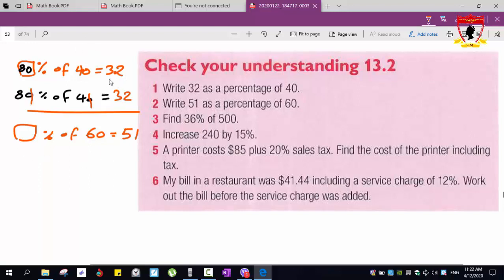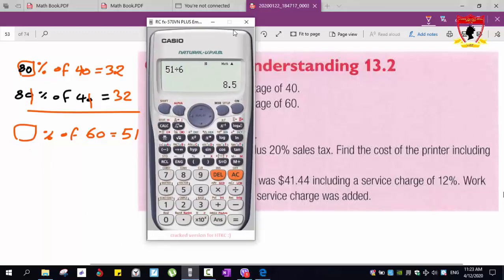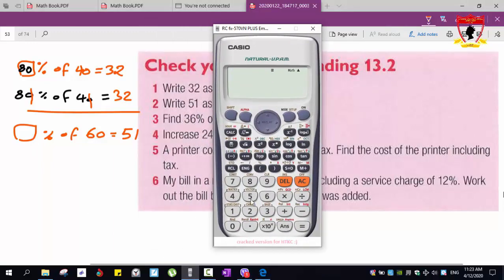32, what's the relation between these two numbers? 32 divided by 4 is equal to 8. And we need 80. Since we cancelled a 0 here, we need to return the 0 here. It will be 80. Now here, we can say 51 divided by 6, which is equal to 8.5. And return this 0 to it, 8.5 will be 85. Check the answer. 51 divided by 6 is equal to 8.5.